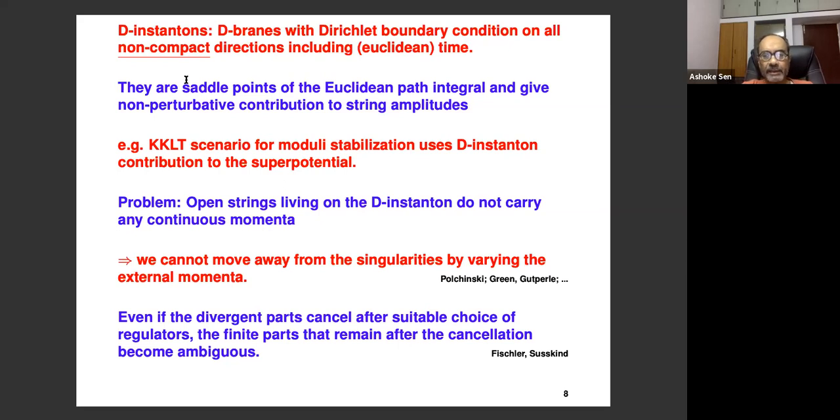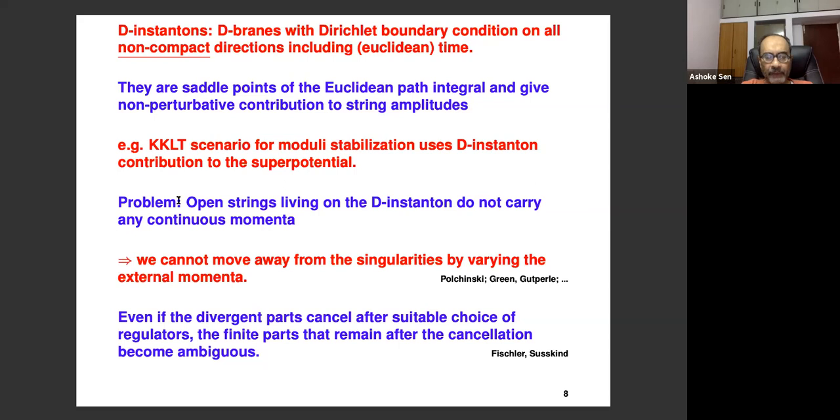Physically, D-instantons represent saddle points of the Euclidean path integral in string theory, and like all other saddle points, they give non-perturbative contribution to string amplitudes. And often they play an important role. For example, if you are familiar with the KKLT scenario for moduli stabilization, in order to stabilize the Kähler modulus of the Calabi-Yau manifold, we need a D-instanton induced superpotential. And if you want to compute systematically the superpotential that is induced by D-instantons, you need to learn how to calculate amplitudes in the presence of D-instantons.